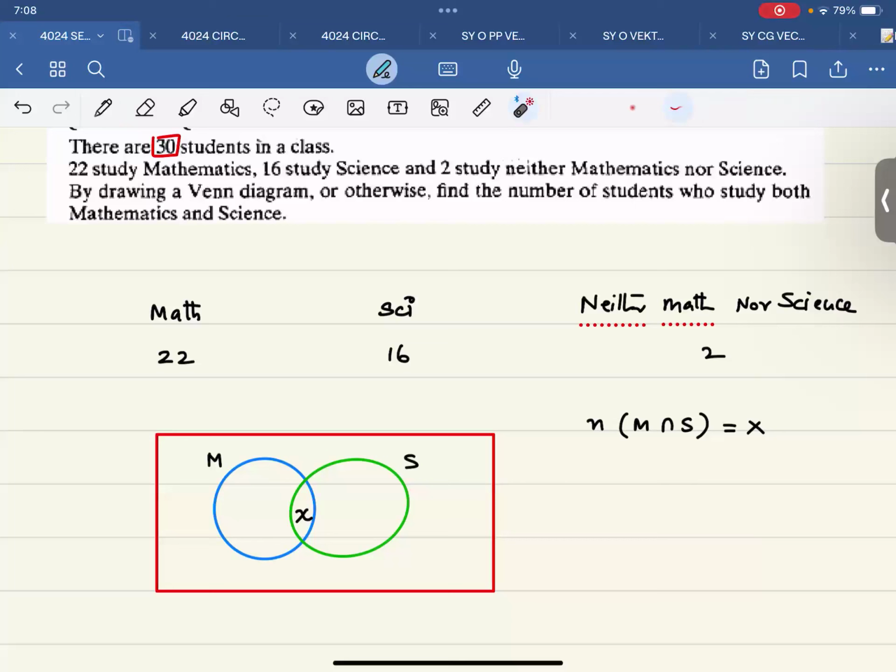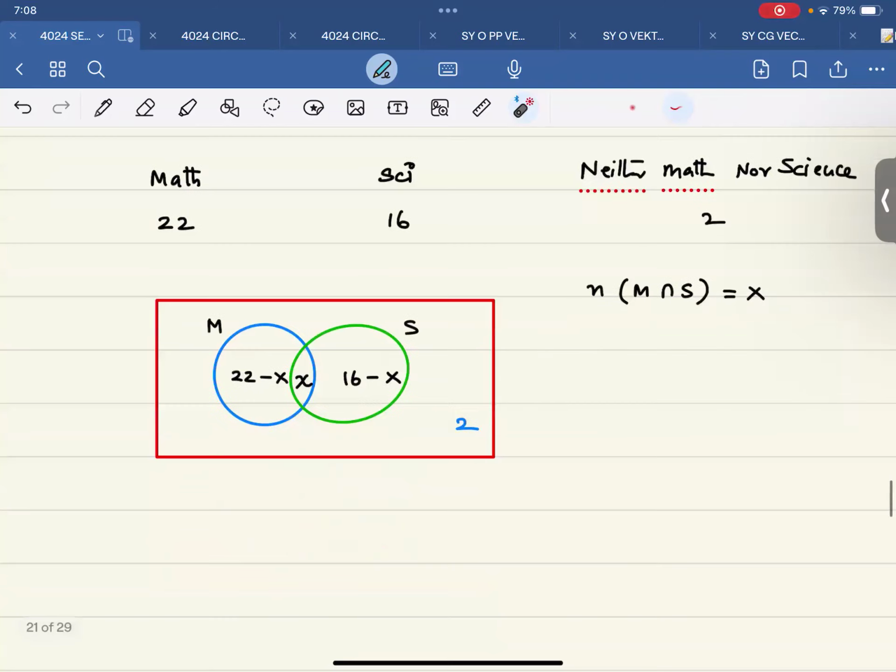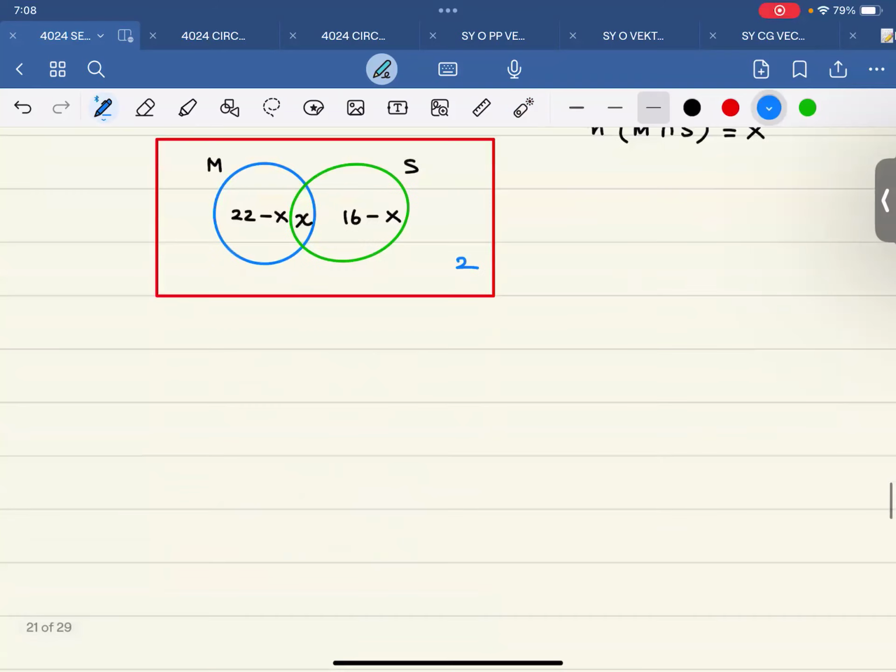Now remember, it does not say math only, it says math, so that includes everything. Therefore, math only will be 22 minus X, and science only will be 16 minus X. The 2 who study neither goes on the outside over here. Now, all of these will add up to 30. So let me add it all up: (22 minus X) plus X plus (16 minus X) plus 2 equals 30.